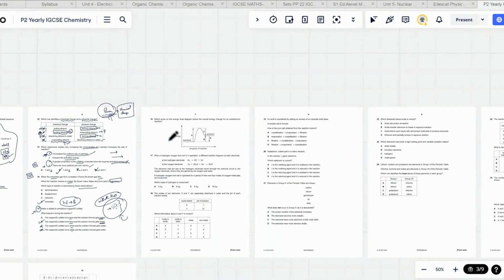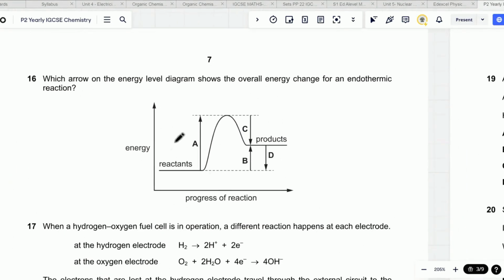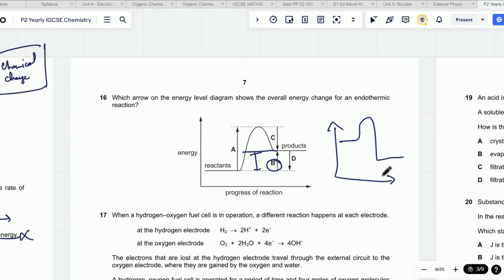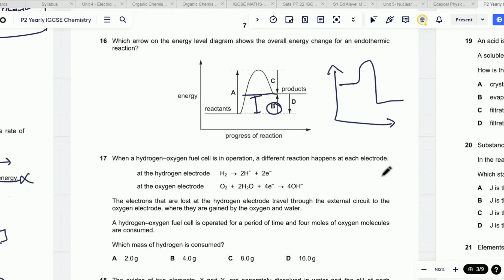All right, now question number 16. Which arrow on the energy level diagram shows the overall energy change for the endothermic reaction? Which one shows the endothermic reaction? It's going to be B because this is the change, right? And if this was an exothermic reaction, then the reactant would have been above and the product would have been below. Good, good. So the answer is going to be B for 16.